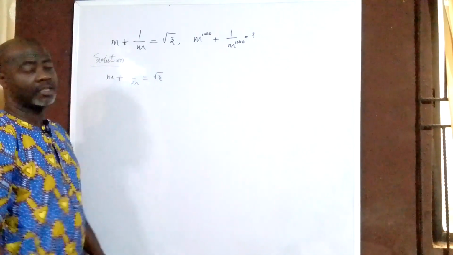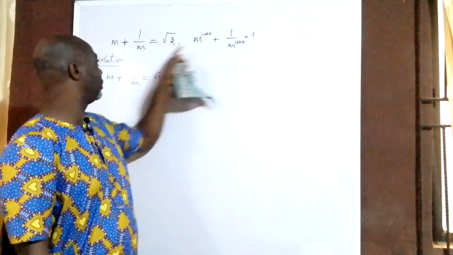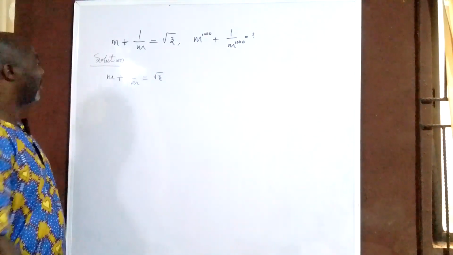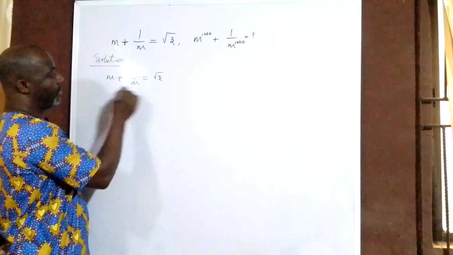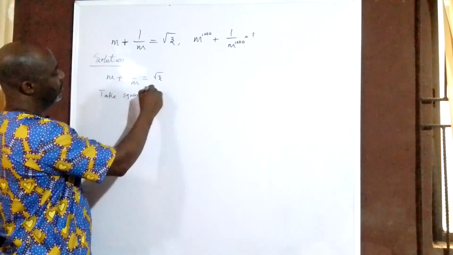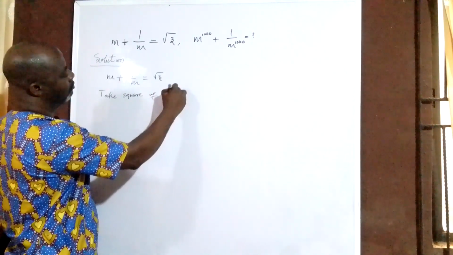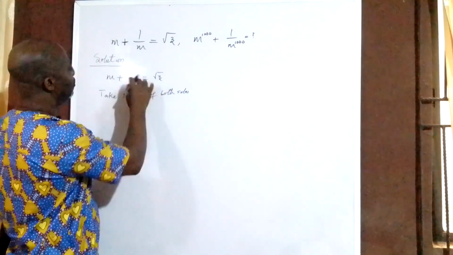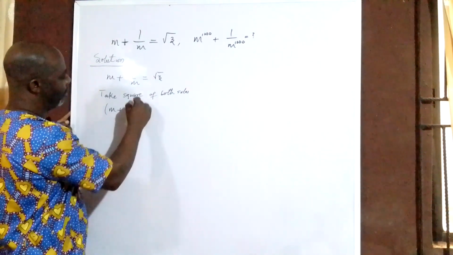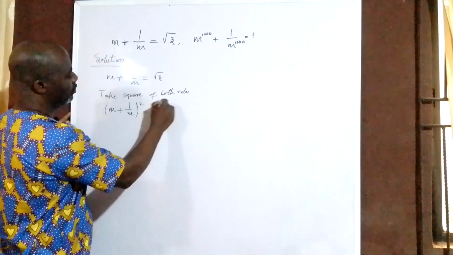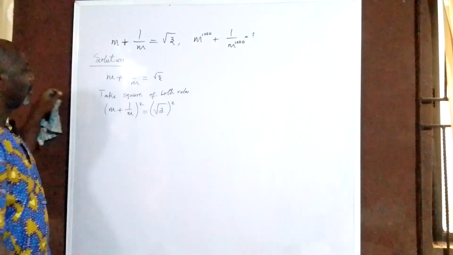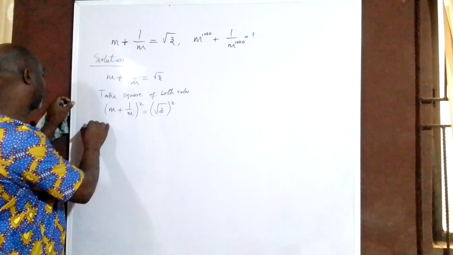So what I'm going to do first, because for us to find this, we need to start from here, right? So we start from here, and then I put down the question. The next step is for me to take the square of both sides. So once I take the square, I'm going to have m plus 1 over m all squared equal to square root of 3 squared.